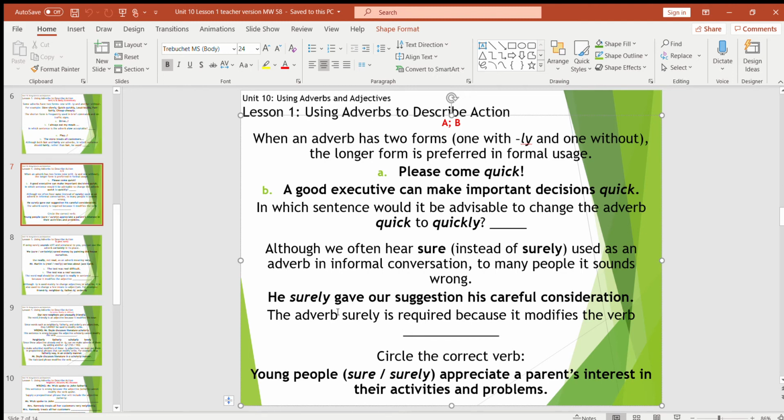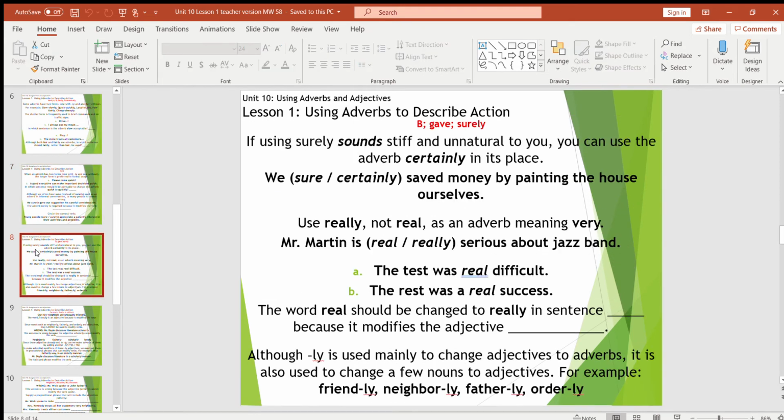So circle the correct word. Young people sure or surely appreciate a parent's interest in their activities and problems. Which one, since it's more formal? The ly. So if using surely sounds stiff and unnatural to you, you can always use the adverb certainly in its place and it will make just as much sense. Like, we certainly save money by painting the house ourselves.